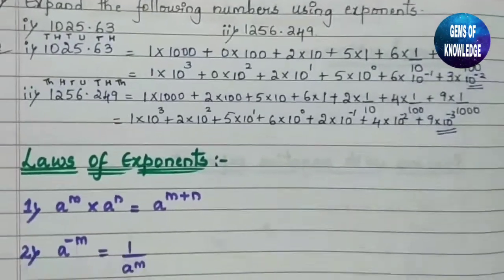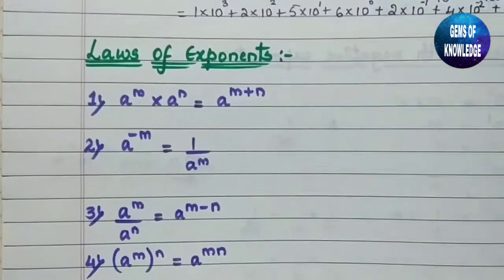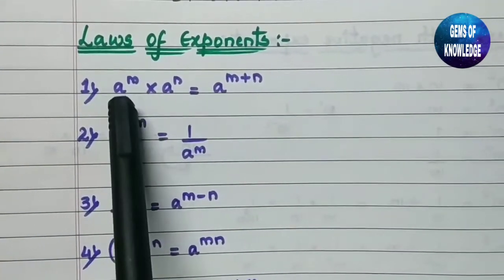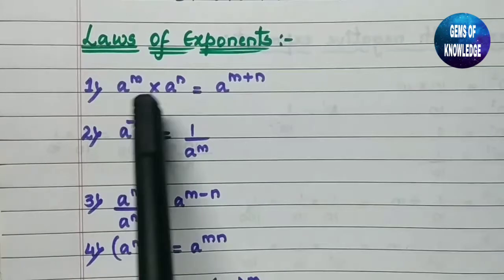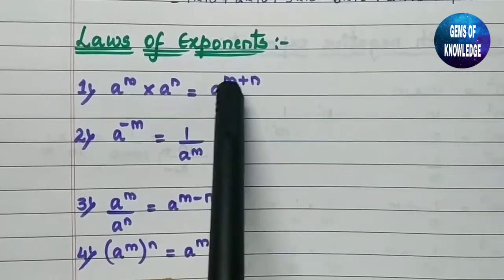Next, you can see the laws of exponents have been given here. There are 7 laws of exponents. The first one is a to the power of m into a to the power of n, which can be written as a to the power of m plus n.